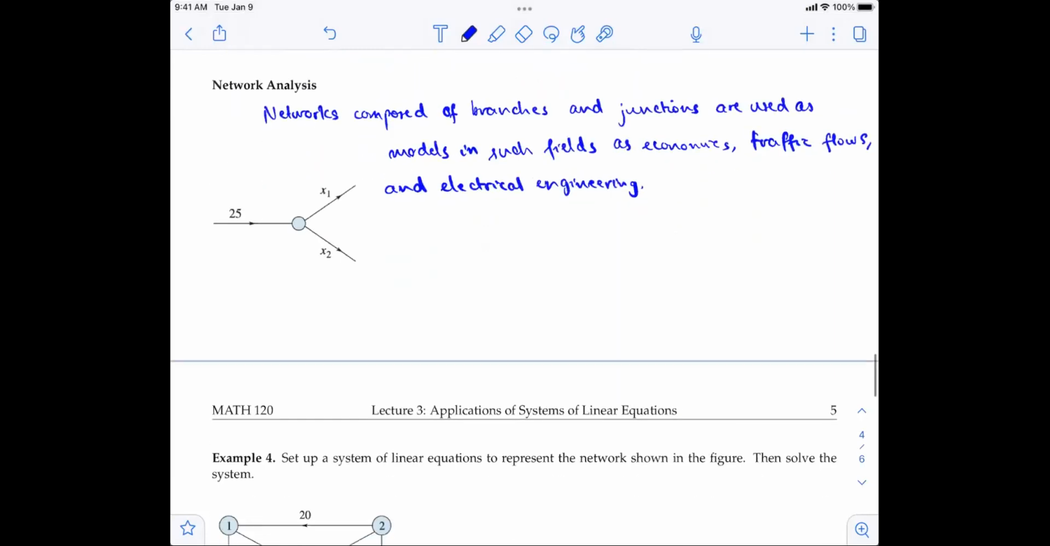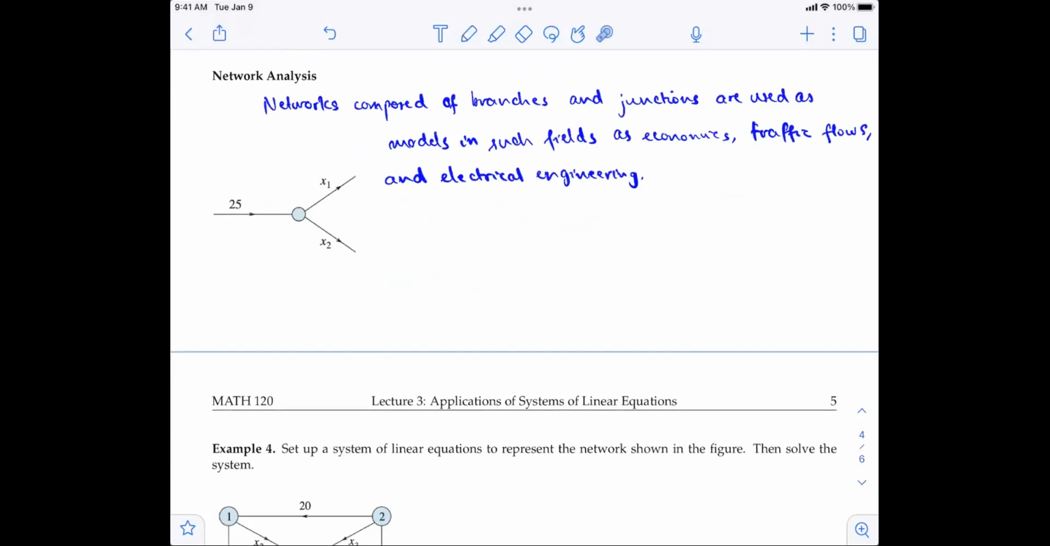Okay, so it's going to be very simple, right? So this is one very simple network where you have what are called branches, and these are the junctions, right? So let's see in terms of traffic flow, you have 25 cars coming into this junction and it's going to diverge into two different directions. That means maybe one car is going in this direction and 24 cars in this direction, or two cars in this direction and 23 cars in this direction.